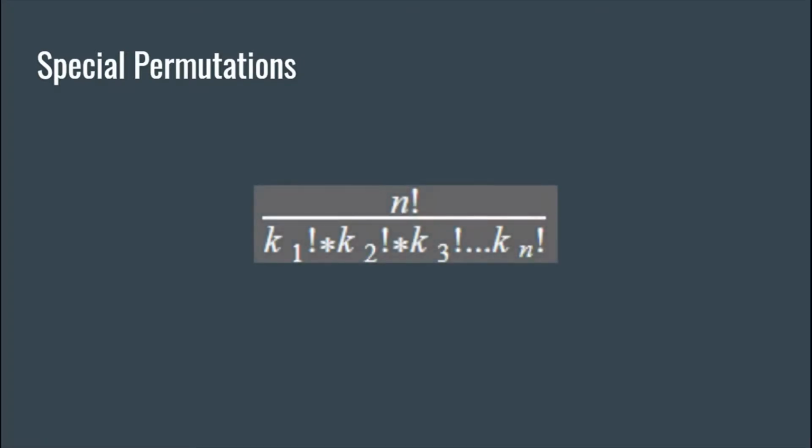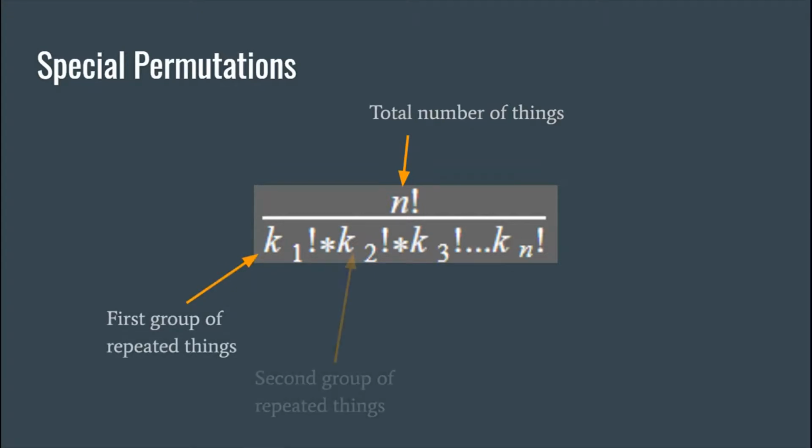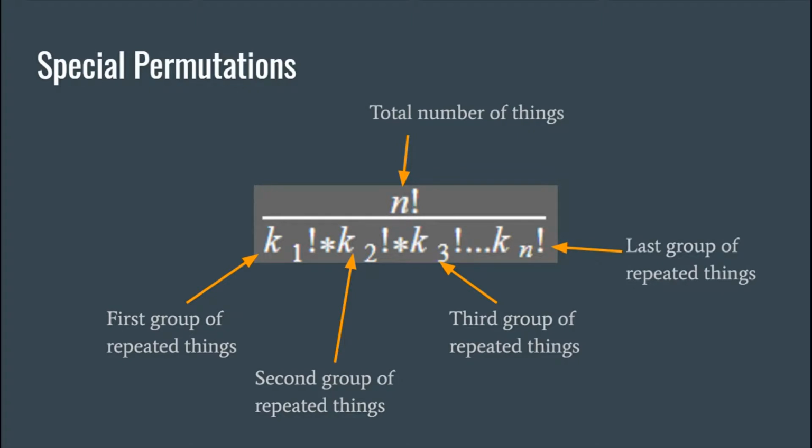Now we come to the special permutations. The special permutations have a different formula also, and this one is slightly different. n is still n. The new thing we have here is the k. Remember I mentioned special permutations are used for when things repeat, so you'll see groups of repeated items.